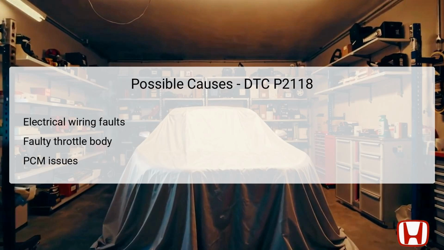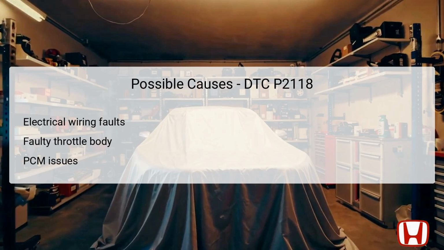Several possible causes may lead to the DTC P2118 being triggered. Electrical wiring faults are a primary concern, as damaged, loose, or corroded connections can disrupt communication between the throttle body and the powertrain control module, PCM, thereby impairing the throttle actuator's ability to function correctly.